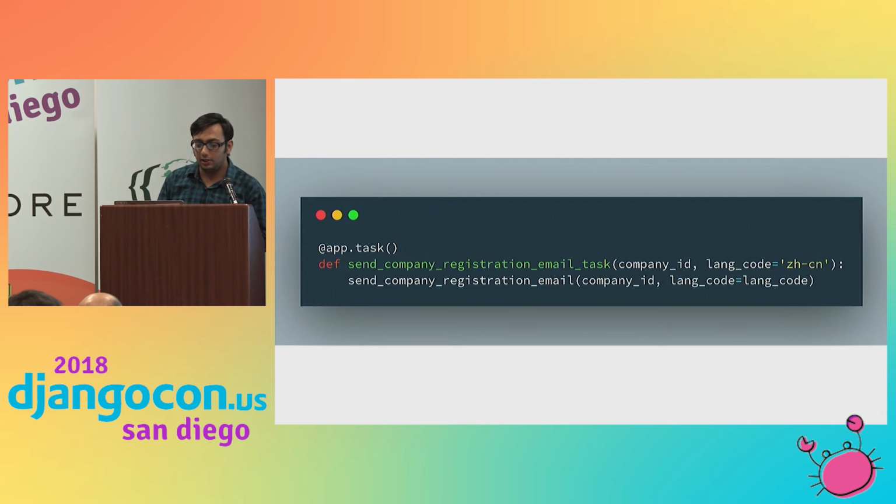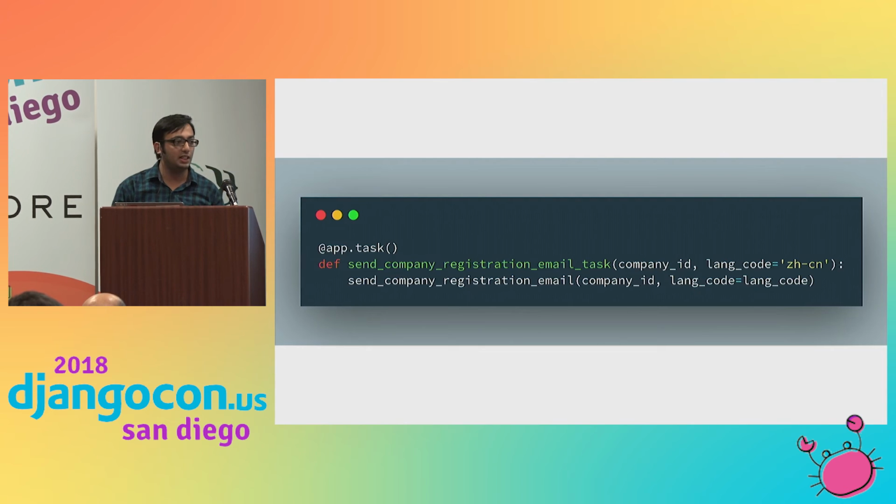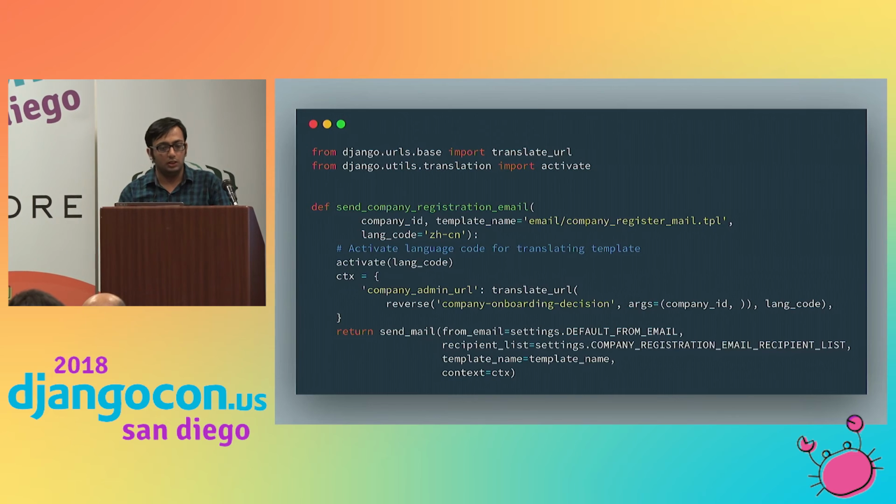So I have this send company registration email task here, where I have defined the default language code to be Chinese because this was a Chinese app. So in case a user is requesting English, this should be overridden once the caller is calling this particular task. So this is a service function which is being called by the task, and it accepts the language code. So what it does is, it first of all activates the language code so that whenever the template is rendered, it is rendered in that particular language.